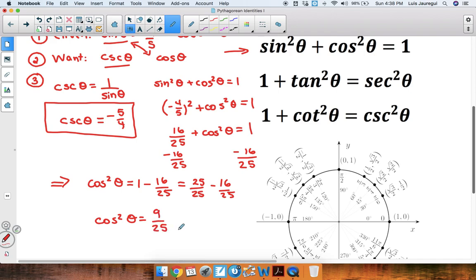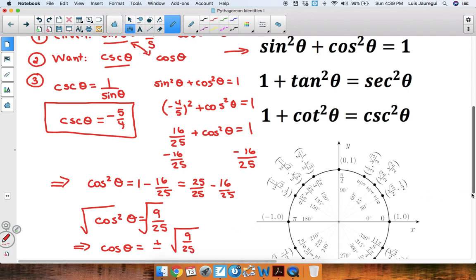But notice, that's not what we're interested in. We don't want cosine square of theta. What we want is cosine of theta. So let's go ahead and get rid of the square by taking the square root on both sides of the equation. So this implies that cosine of theta is equal to plus or minus the square root of 9/25.